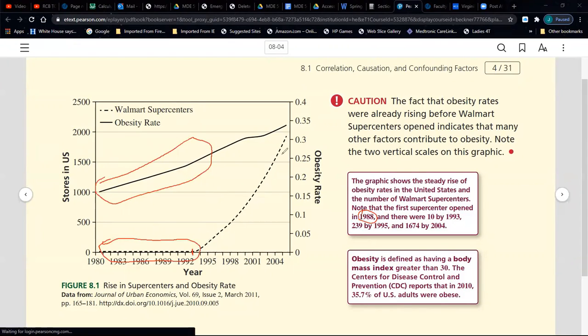Then Walmarts explode onto the scene, but look at the obesity rate here. So now let's split it up here. When we have this explosion of Walmarts, if Walmart's truly causing the obesity rate to increase, this explosion of Walmarts should cause the obesity rate to increase. But this region right here is pretty much the same slope as this region. In fact, it flattens out for a brief moment around 2001, 2002.